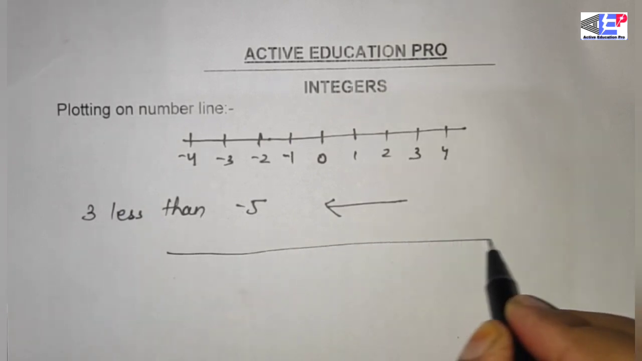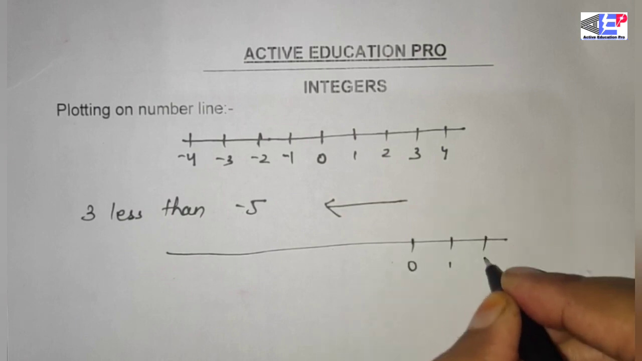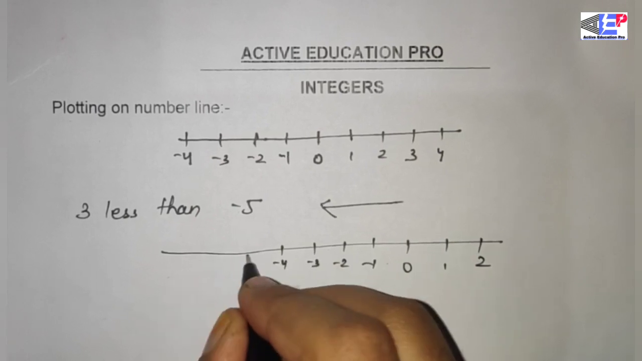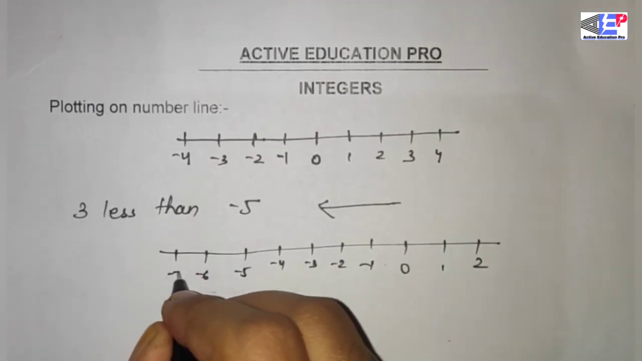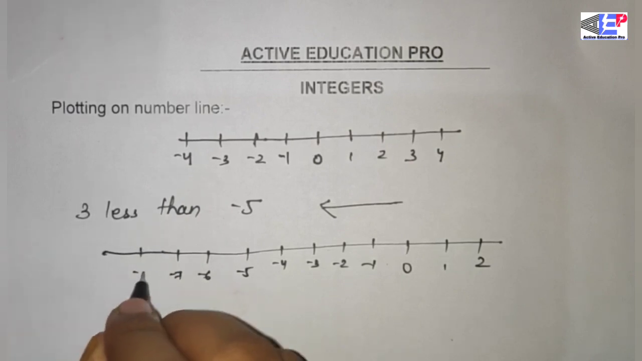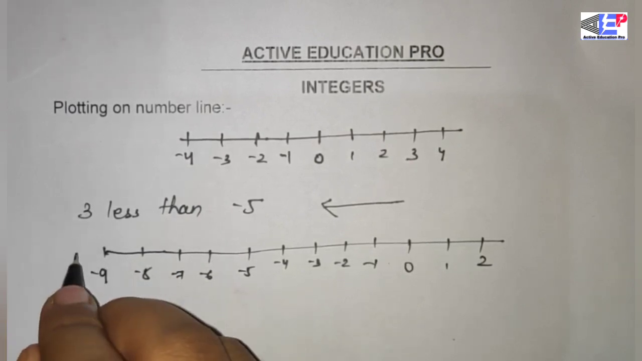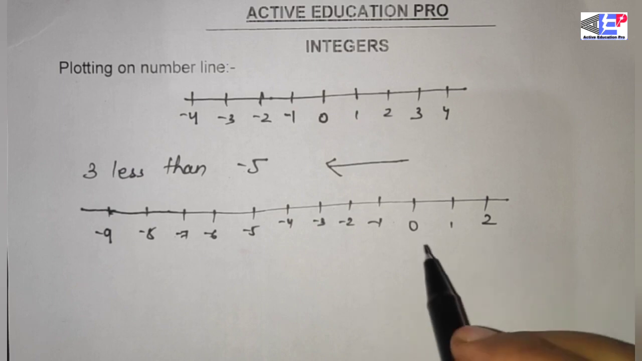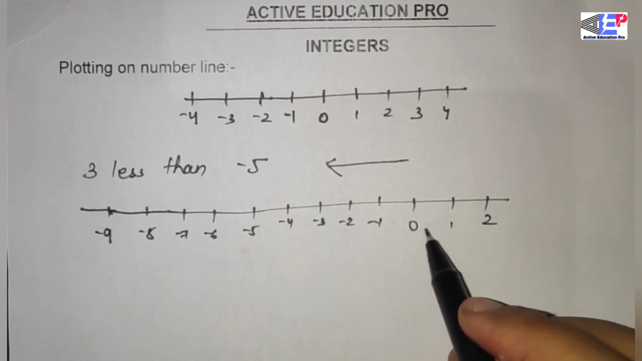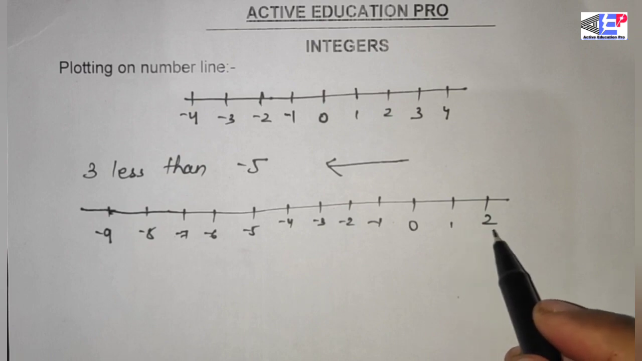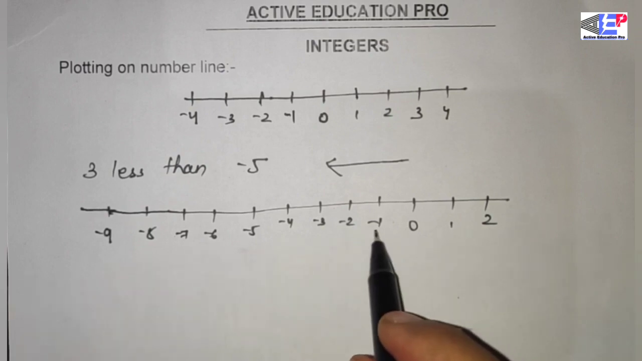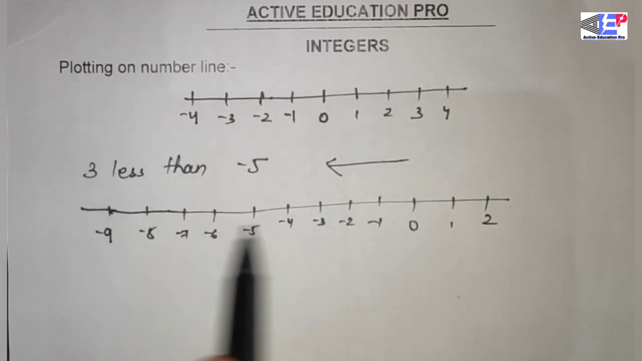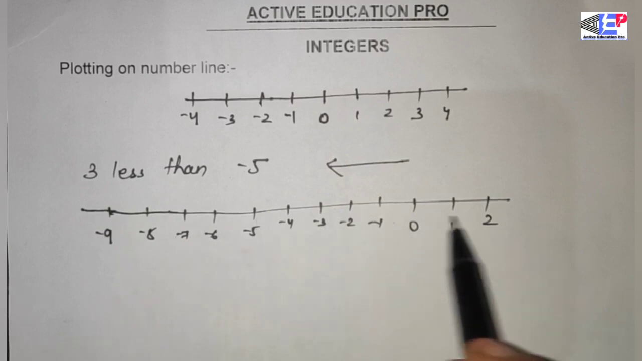Suppose this is a number line and this is 0, 1, 2. This is -1, -2, -3, -4, -5, -6, -7, -8, -9, and so on. Look here, why at the right side of 0 did I keep just 2 positive integers, but on the left side of 0 there are many negative integers? Because as per our question requirement, I noticed the negative integers are needed here.